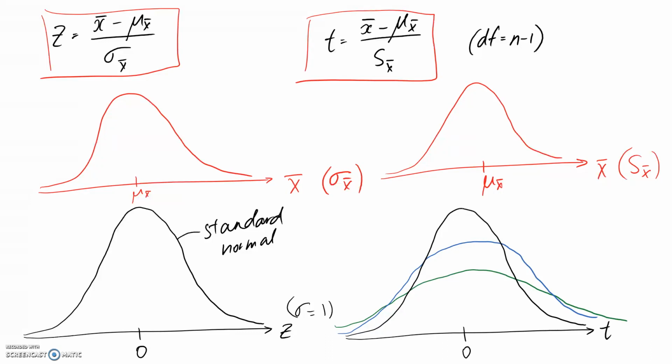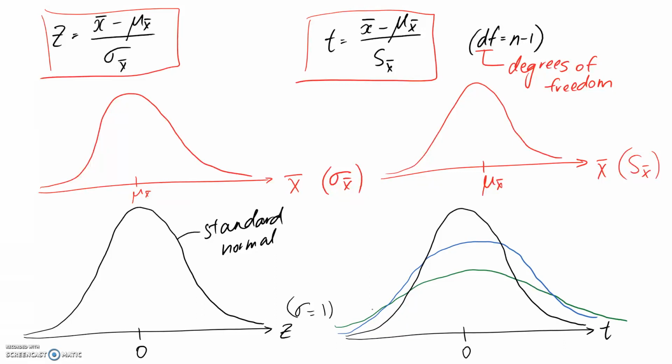So what controls which one of these curves we end up with is something called the degrees of freedom, which I've marked in here. And this really just relates to how many observations are included in your sample. So you can calculate the number of degrees of freedom as being equal to n minus 1. Remember, n is the number of observations in your sample.